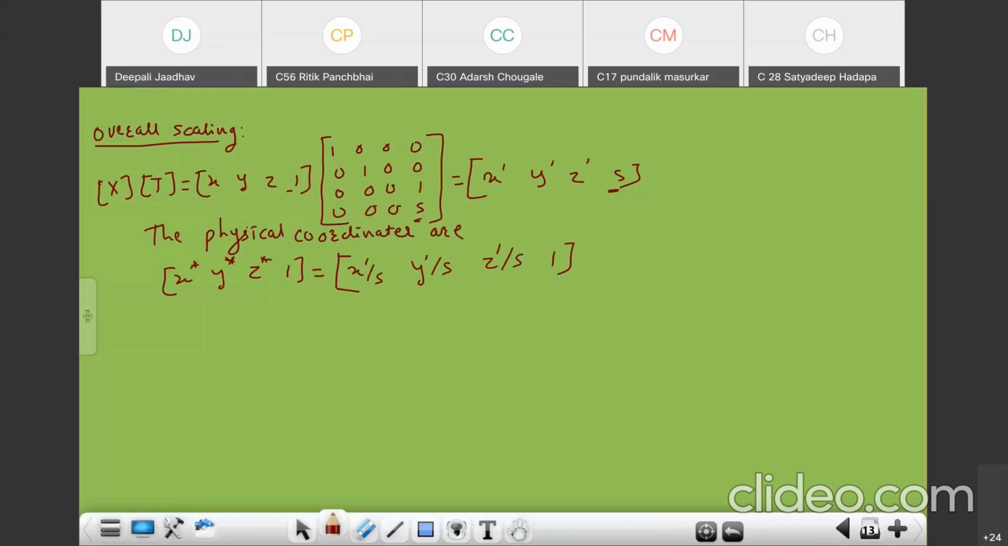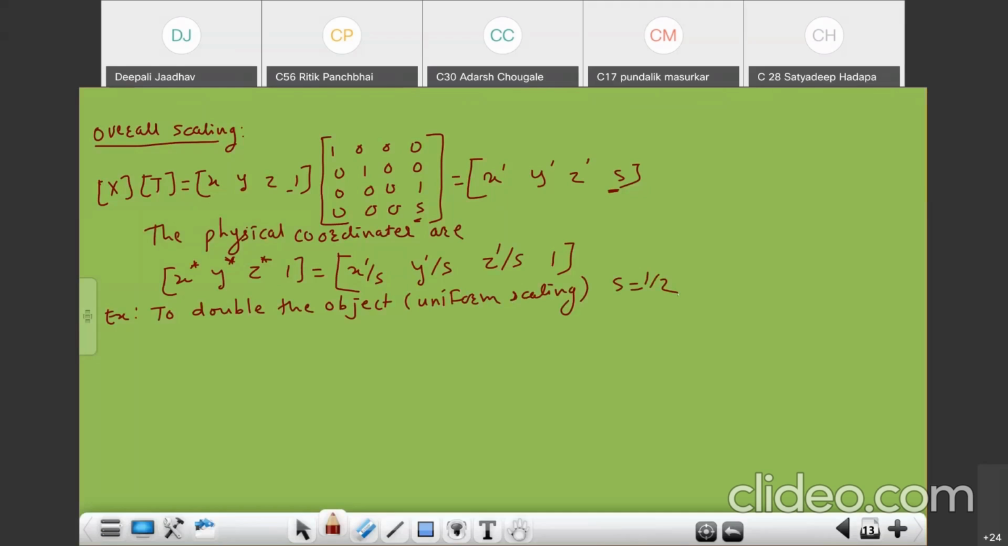So to get the original physical coordinates, the final position vector, we need to divide the previous x, y, z, whatever the result, by s. Clear? Now see with an example, then it will be clear. So write down the example. If we want to perform uniform scaling, to double the object, that is uniform or overall scaling, the value of s is 1/2.